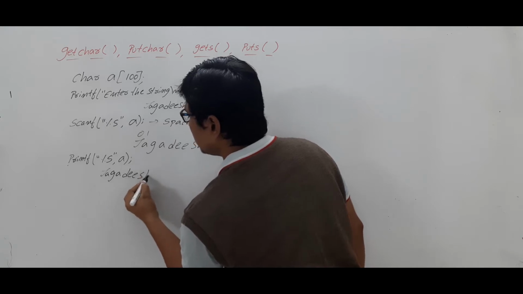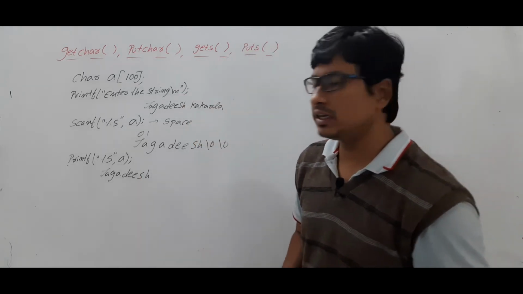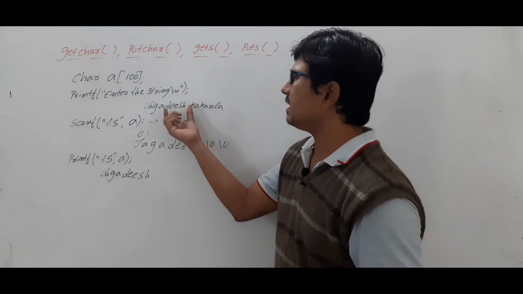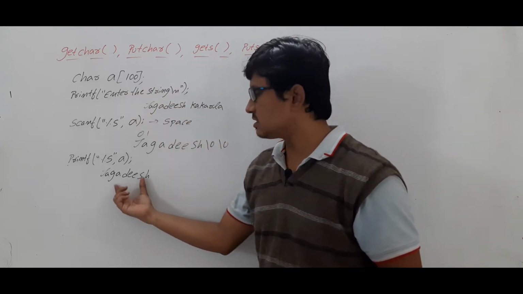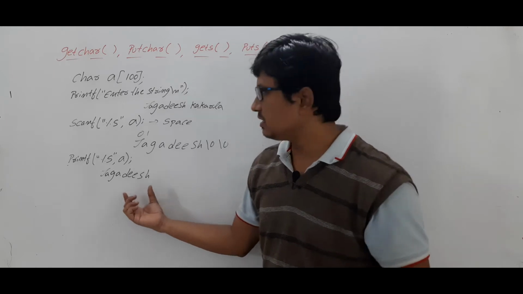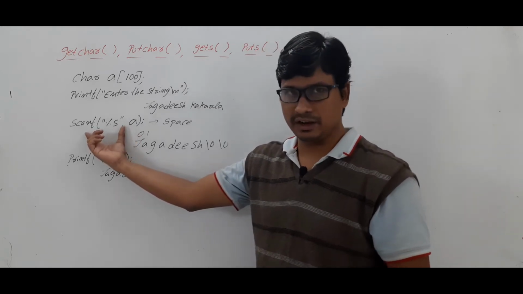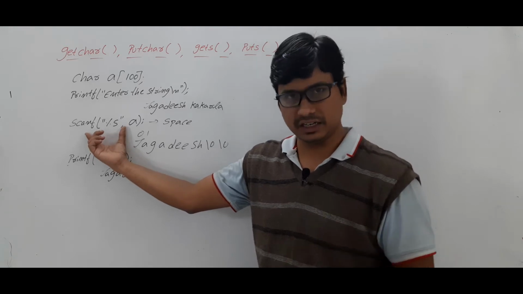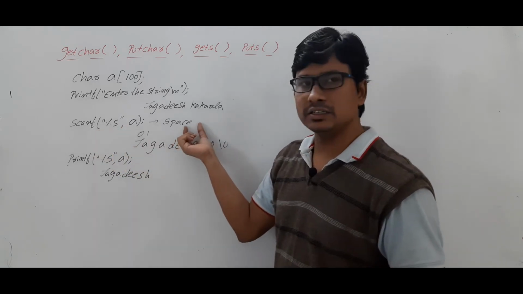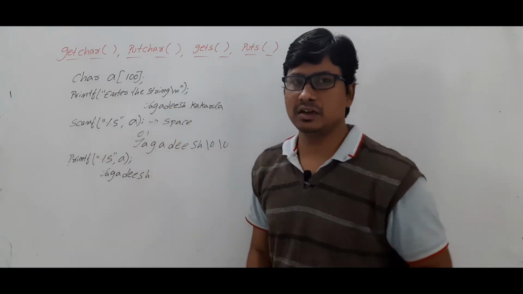Now when the user sees the output, he will feel that he entered the string Jagadish Kakarla, but it is displaying only Jagadish. Why is this happening? Because of scanf. So this is the limitation of scanf when we are reading a string. Whenever a space occurs, it will stop reading the characters after that.